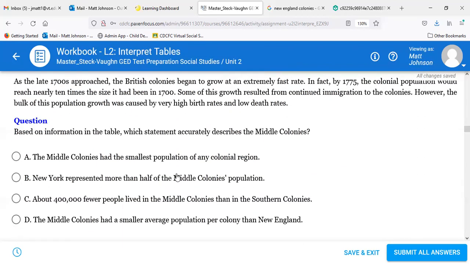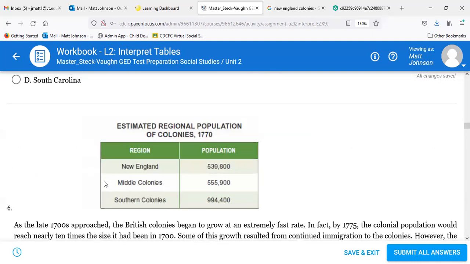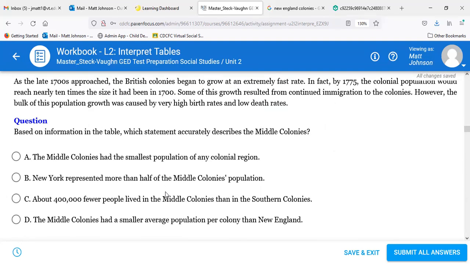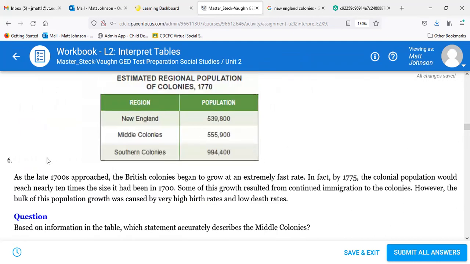D as in dog. D, it's actually C as in cat, because there are about 400,000 fewer people in the middle colonies than in the southern colonies. So the southern colonies were much larger. And so that population, it's not a dense population, it's spread out quite a bit, but it is larger than the New England and middle colony areas.